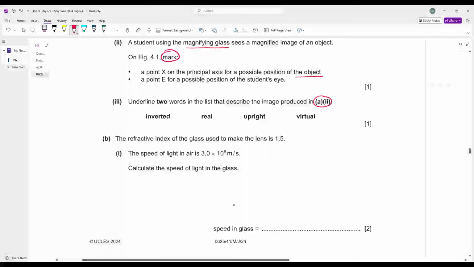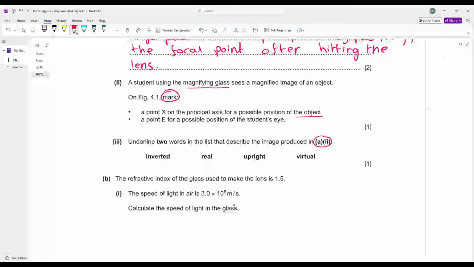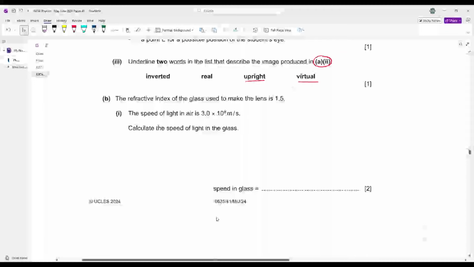बेटा always remember magnifying glass से जो image form होती है it has three properties. It is virtual. Magnifying glass से जो image form होती है उसकी three properties होती हैं. It is virtual, it is upright. Third property क्या होती है बेटा? It is magnified as the name suggests. तो यहाँ पे कौन कौन सी प्रॉपर्टीज हैं? अपराइट है, वर्चुअल है.